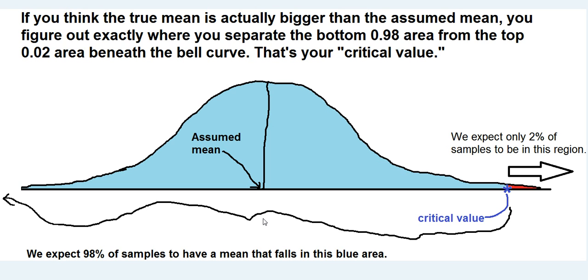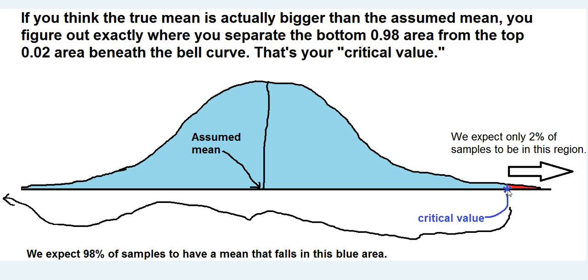Okay, so let's say, just for the sake of argument, that you think the true mean is actually bigger than the assumed mean. So originally what you would do is you would calculate a critical value. That critical value is exactly where you separate the bottom 0.98 area from the top 0.02 area. That's for a 2% level of significance. What you're going to do is you find this cutoff point.